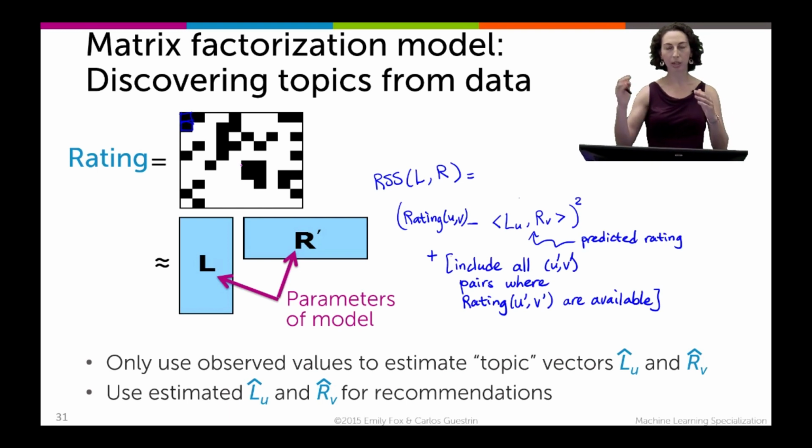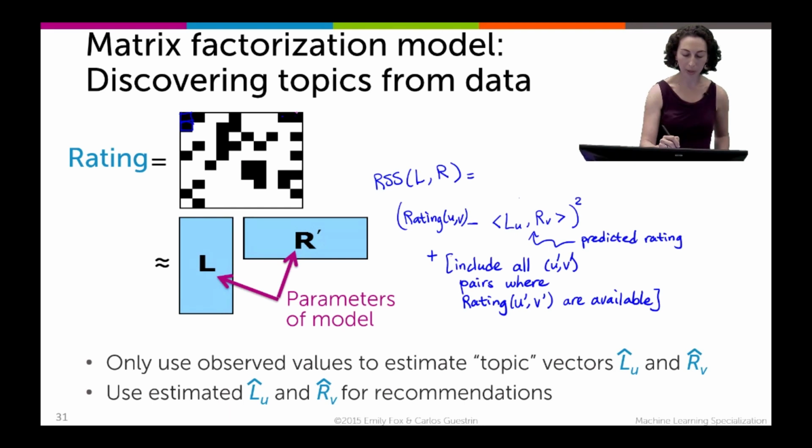Okay, so what I'm doing is I'm taking a given L matrix and R matrix. I'm looking at my predictions, and then I'm going to evaluate how well I did on all these black squares. So I'm looking at how well the L and R that I'm using fit my observed ratings.